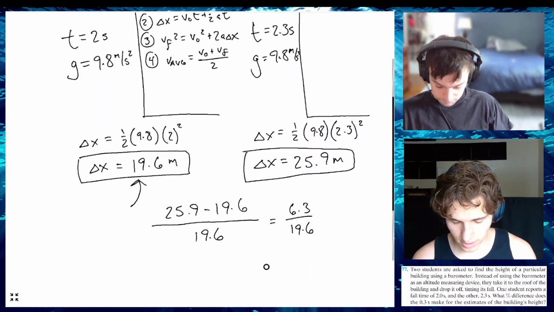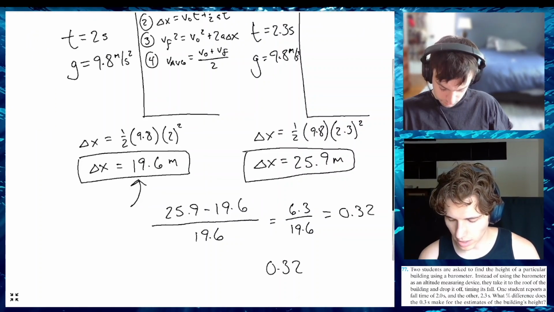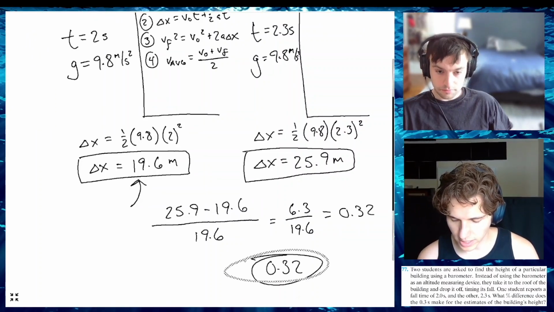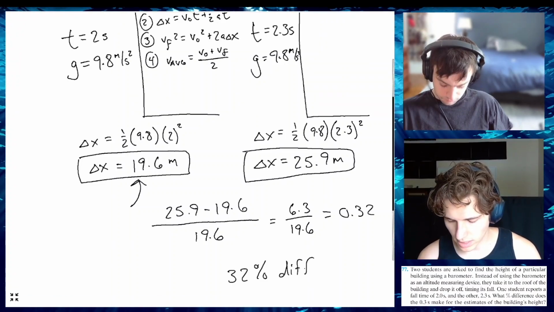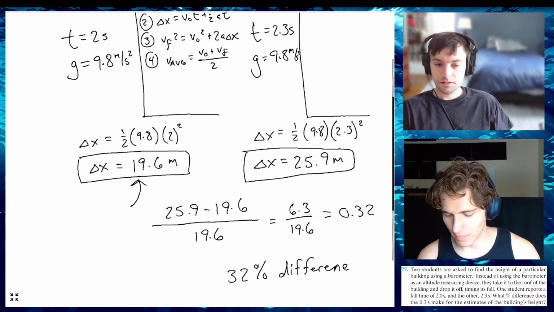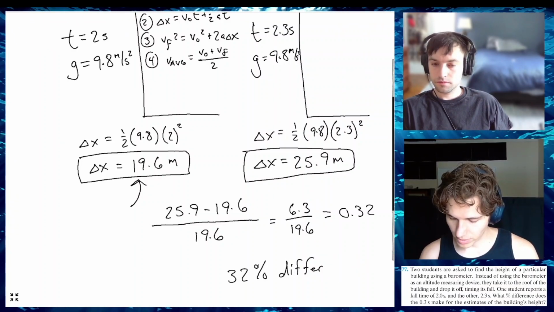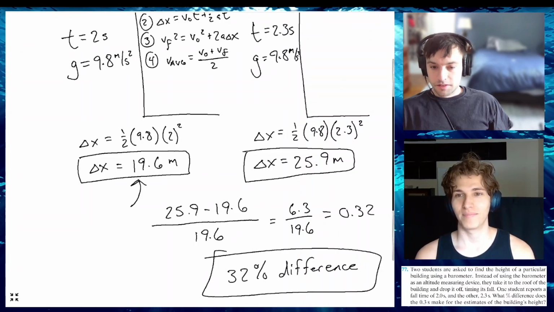Nice. I got the same thing. Because I got 0.32, I'm going to call that a 32% difference, because to get a percentage, you multiply 0.32 by 100. And I just misspoke difference and misspelled it. Making sense? Don't feel bad.